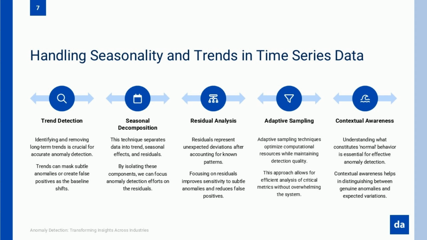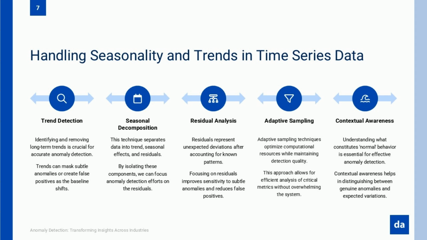The true power of decomposition becomes apparent when we focus anomaly detection efforts on the residual component alone. The residuals represent what remains after accounting for expected patterns. They're the unexpected deviations that might indicate genuine anomalies. By directing your detection algorithms toward residuals rather than raw data, you dramatically reduce false positives while improving sensitivity to subtle anomalies. This pre-processing approach transforms even simple statistical methods into surprisingly effective anomaly detectors.